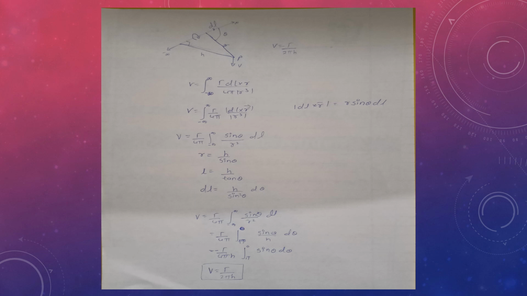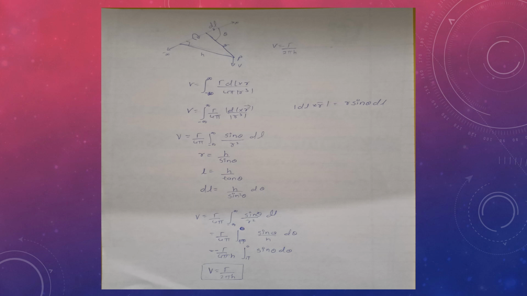In this we have this figure of the vortex from minus infinity to infinity. It is the circulation tau and dl. It makes an angle of theta with some velocity. Velocity equals integration from minus infinity to infinity of tau dl cross r upon 4 pi r cube, and the dl cross r can further be written as r sin theta dl. V equals tau by 4 pi integration from minus infinity to infinity of sin theta upon r square dl.